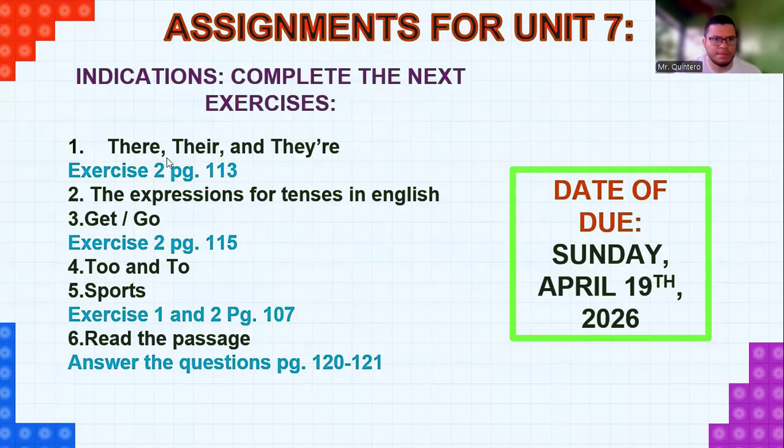Ustedes pueden observar. For example, we have the topic there, their, and they're. Exercise number 2, page 113. The expressions for tenses in English. Get, go. Exercise 2 from page 115. Sports, exercise 1 and 2, page 107. Read the passage, answer the questions from page 120 and 121. So let's pass to the next activity.